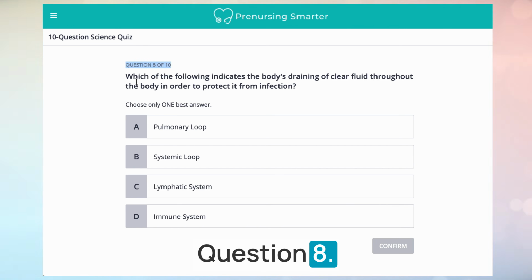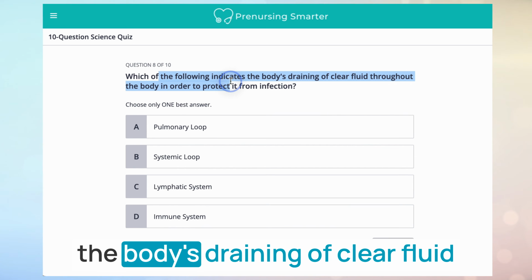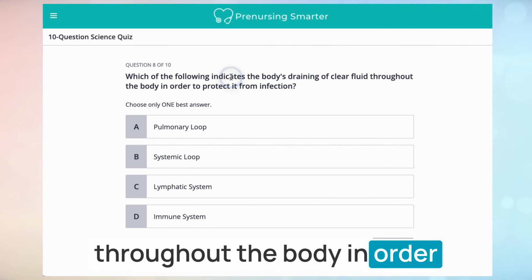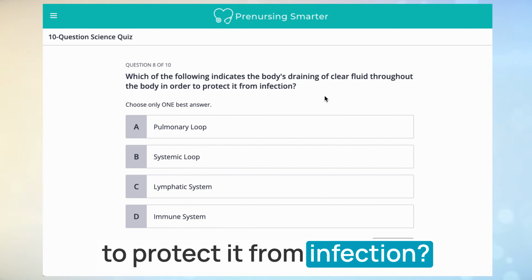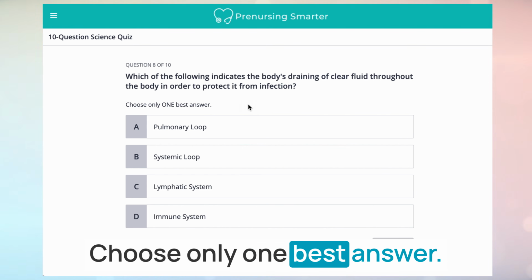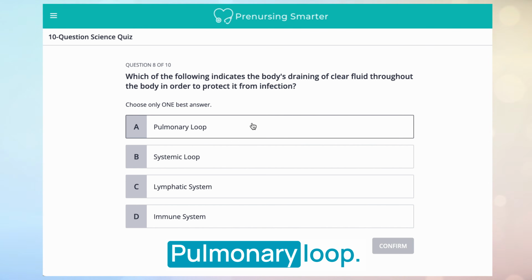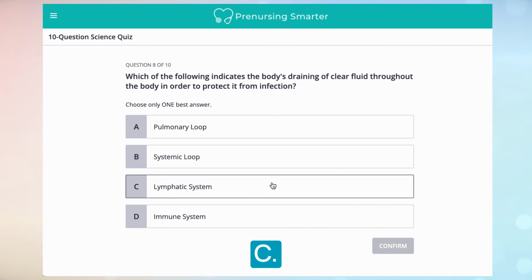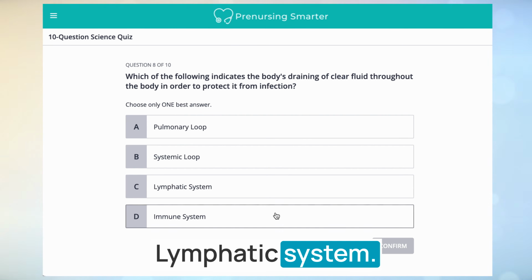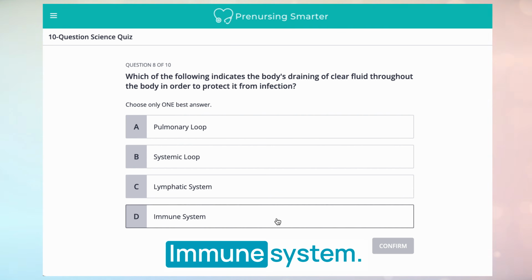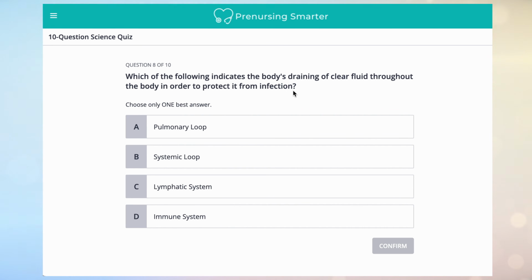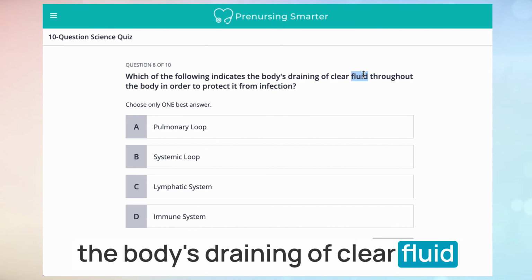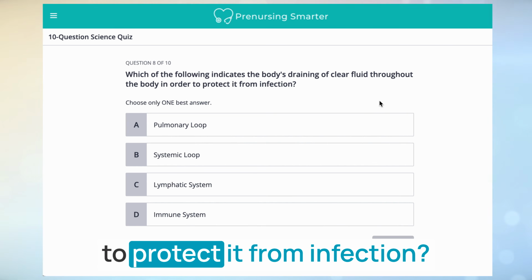Question 8. Which of the following indicates the body's draining of clear fluid throughout the body in order to protect it from infection? Choose only one best answer. A. Pulmonary loop. B. Systemic loop. C. Lymphatic system. Or D. Immune system. Which of the following indicates the body's draining of clear fluid throughout the body in order to protect it from infection?